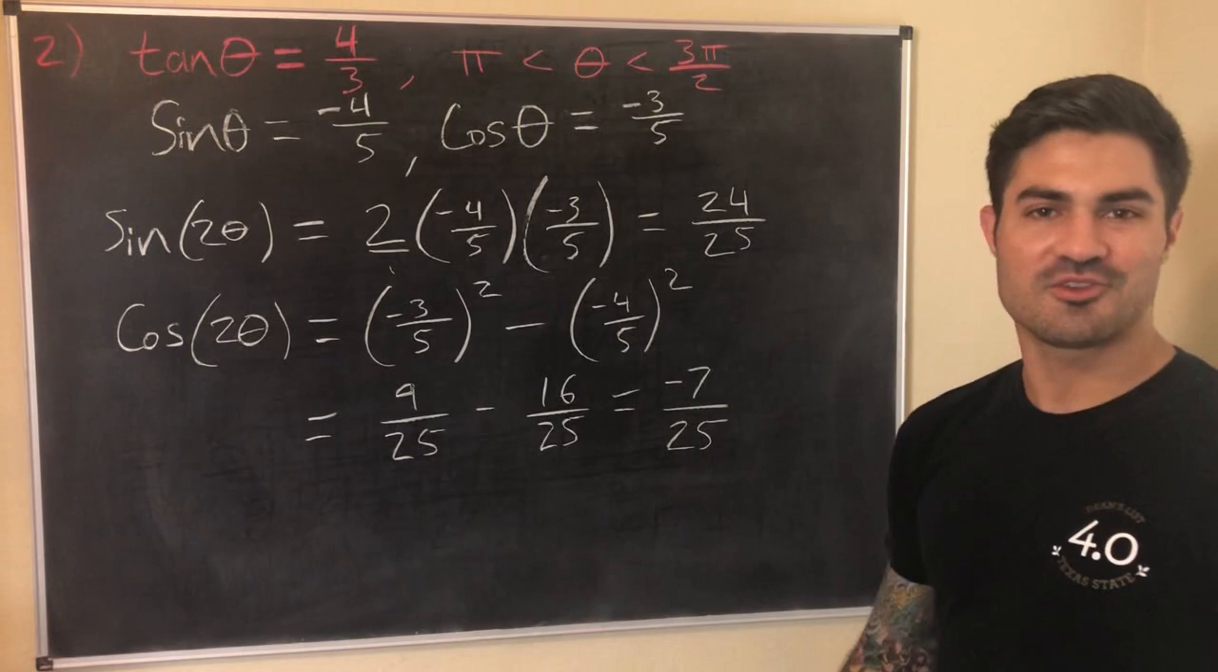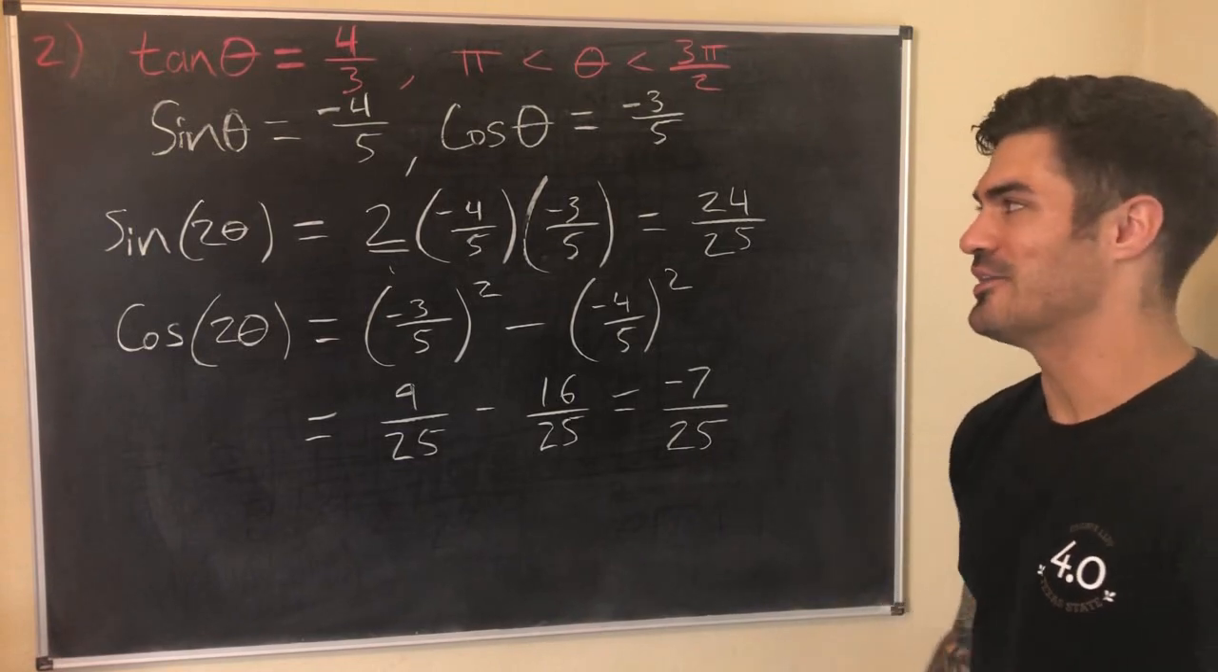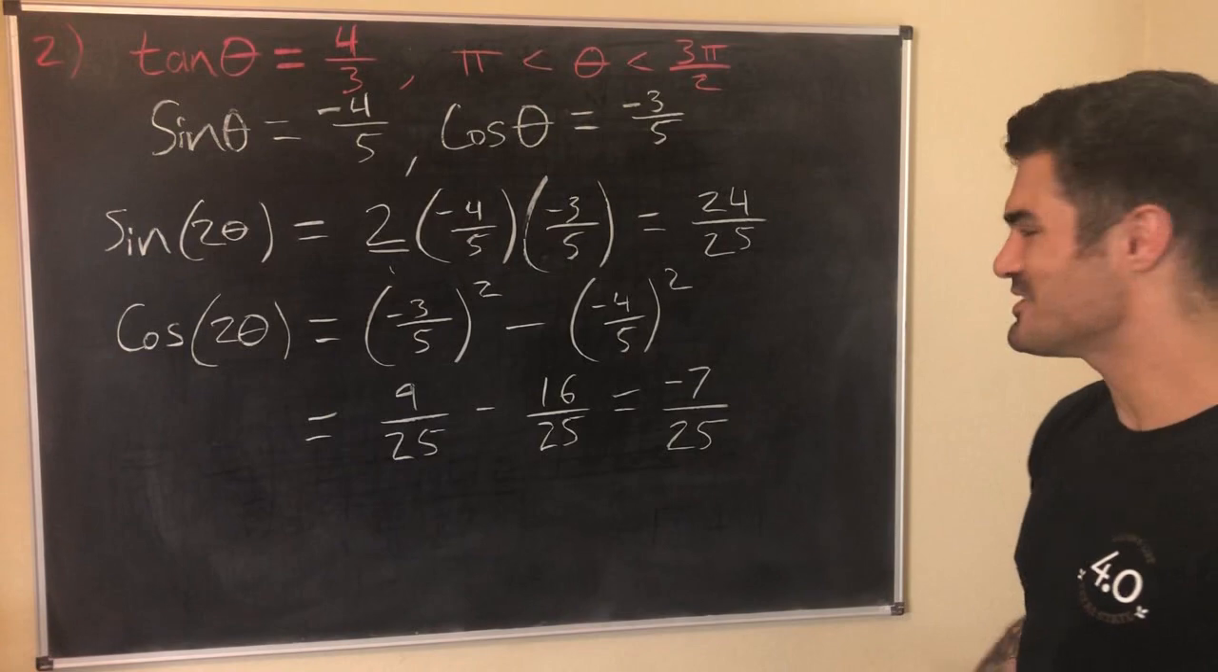And now I'm going to have to erase a little bit so we can find the sine of theta over 2 and the cosine of theta over 2. So I'll go ahead and erase now. Hopefully you got it down.